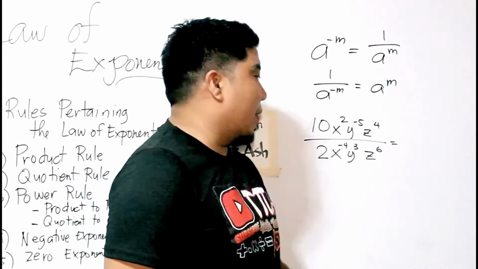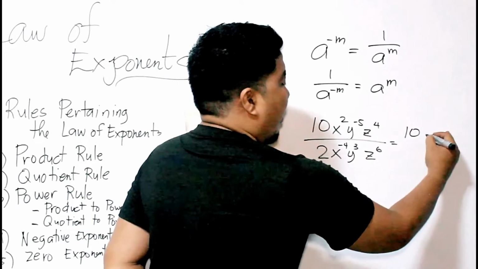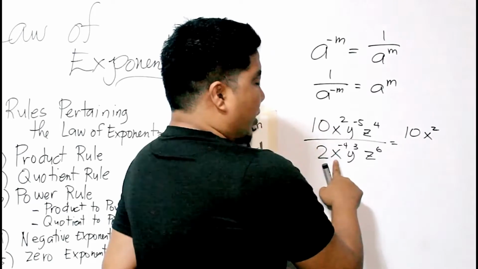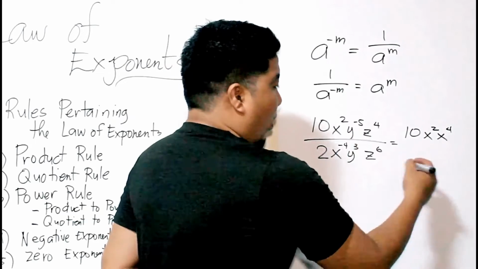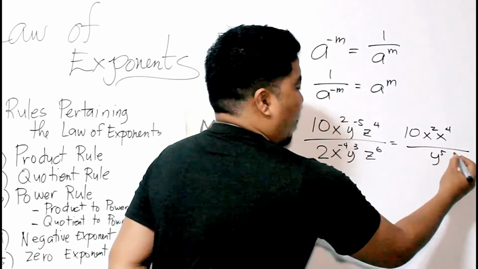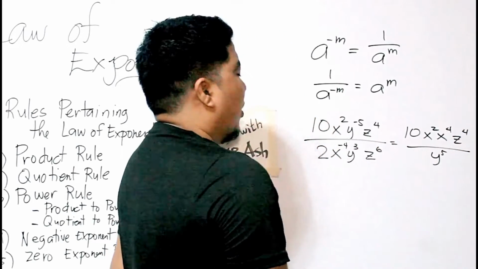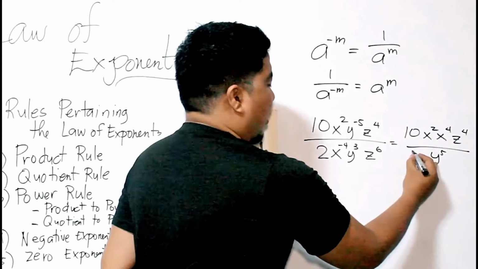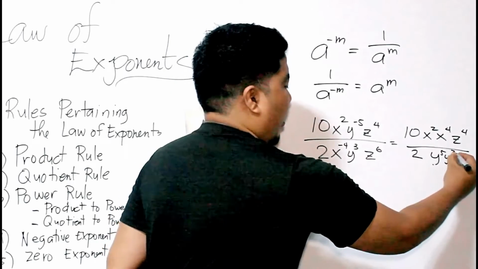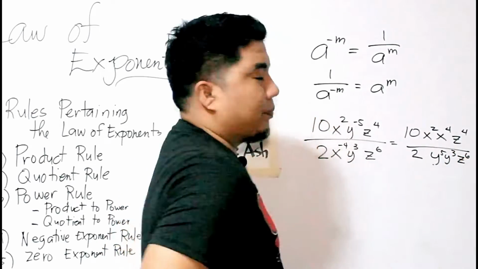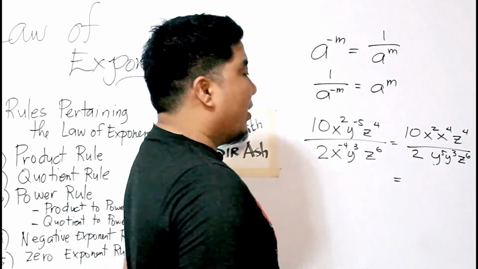Then how do we do this? Okay, so first let me transfer the negative exponents. That will give me 10x squared, and this x to the fourth, I will transfer it, so this will become x to the fourth. This y to the 5, I will transfer it below, so y to the 5. And then what remains here is the z to the 4. In the denominator side, what remains is the 2. My x is already transferred, that is here. My y cubed is still here, and the z to the 6. Okay, now what I will do is simplify the given.